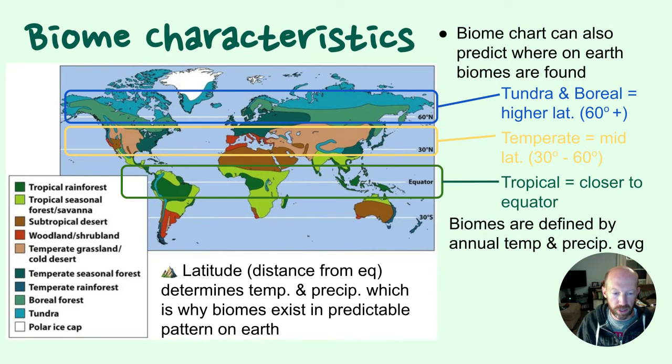Our big picture idea is to keep in mind that latitude, which is the distance from the equator, is going to determine temperature. It's going to be warmest at the equator, coldest furthest away from it, and it's also going to predict how much average yearly precipitation those areas are going to get as well.